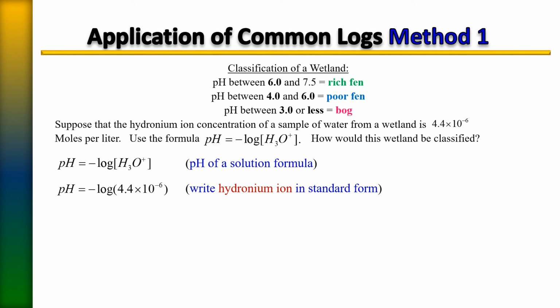You don't have to go about doing the whole properties of logs, expanding it, and then adding the two together and combining it to get your answer. Or even turning it into scientific notation. That's another method, but you can get yours from the very beginning by just typing in negative log of that hydrogen ion concentration and pressing enter. With this output value, it falls in that range between 4.0 and 6.0, so therefore we can conclude that it will classify as a poor fen.